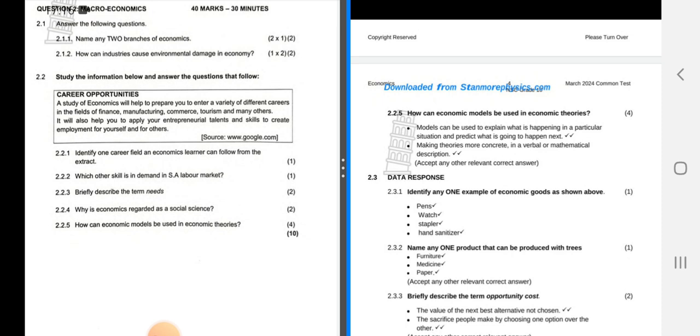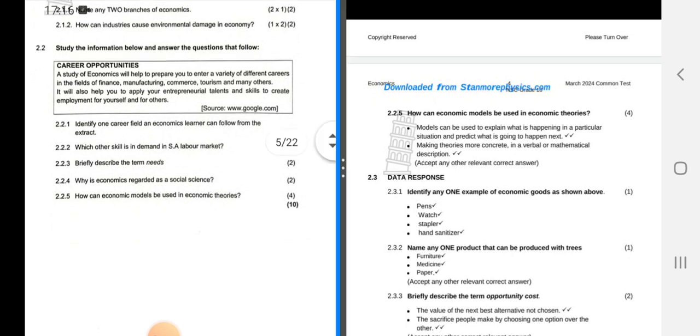So an answer should indicate why economic models are used. 2.2.5, how can economic models be used in economic theories? That is 2.2.5. So models can be used to explain what is happening. Oh, there we have dealt with that.